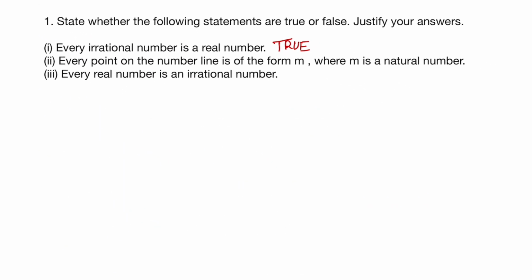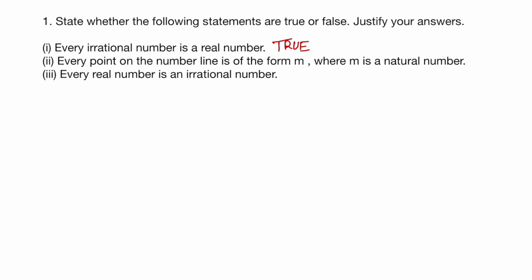Now the second point. Every point on the number line is of the form m, where m is a natural number. Now we have to note that they are telling us m is a natural number, and every point on the number line is of the form m. Obviously not. The number line is called the real number line, as we just saw. In a real number line, you can plot irrational numbers and rational numbers. And natural numbers are just a very small portion; in fact, they are the smallest subset of rational numbers.